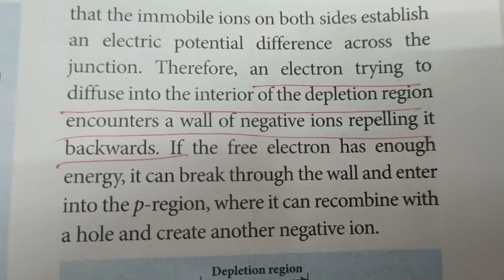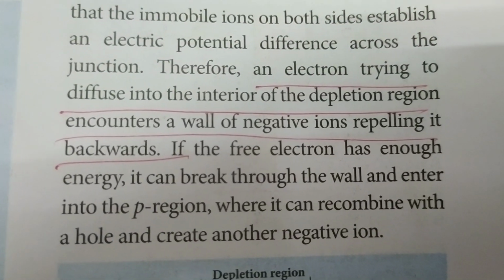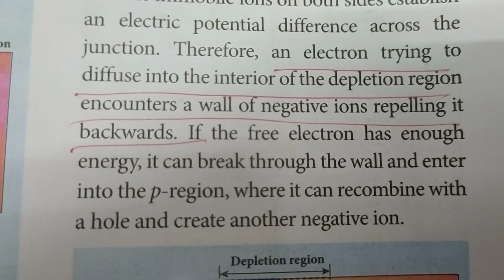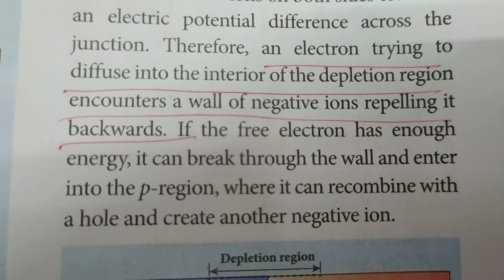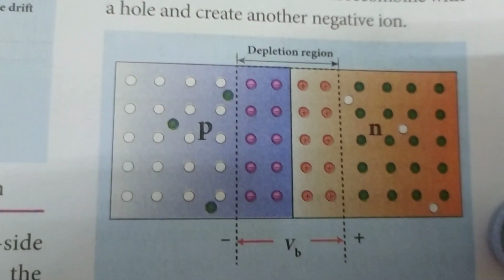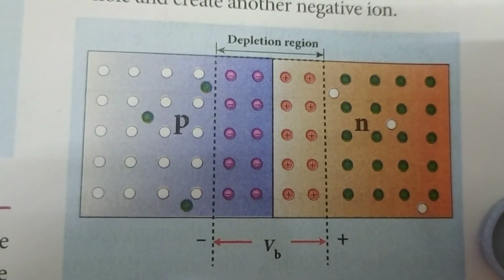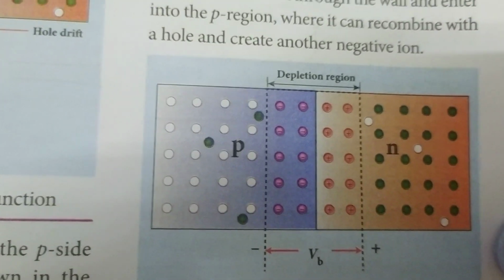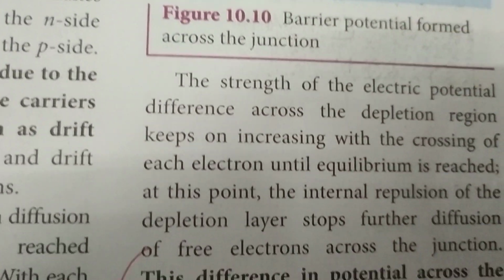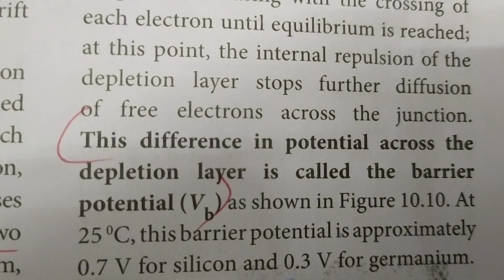Similarly, the further diffusion stops from the p-type also. So here a door-like structure is formed in between the p-type and the n-type. This region is called a depletion region, and we are going to see another important term called a barrier potential. What is barrier potential?